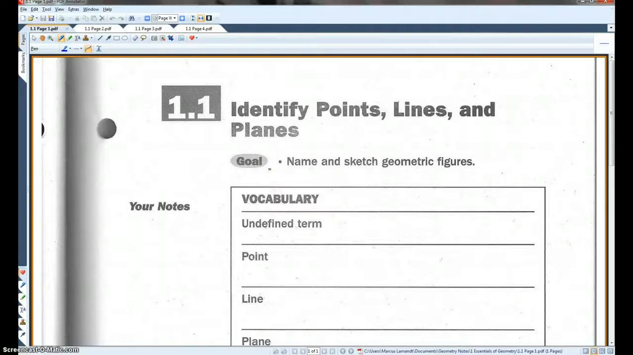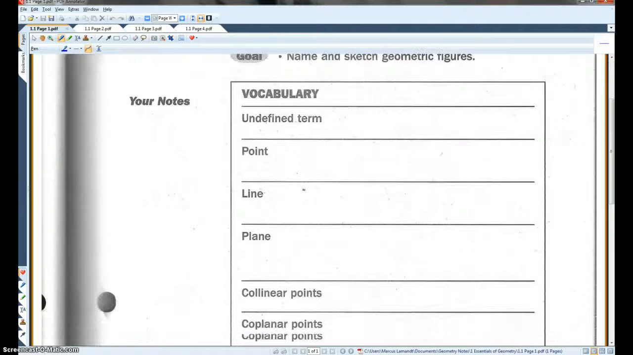Alright, if you guys could please turn to the first page of your notes. It's a page that looks like this. We're just going to go over some vocab terms to start.